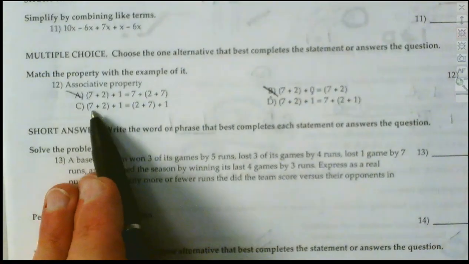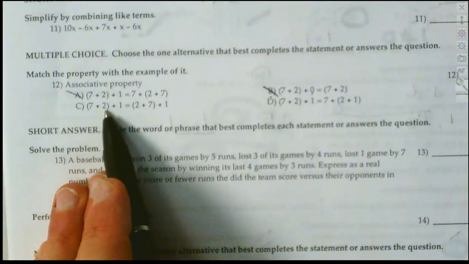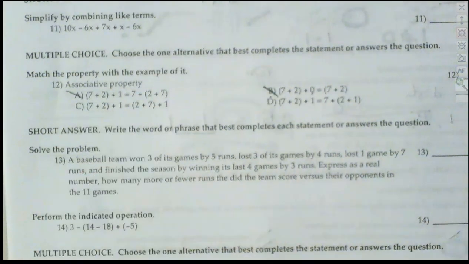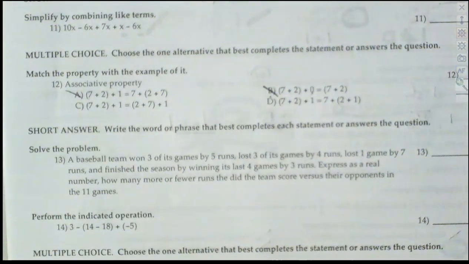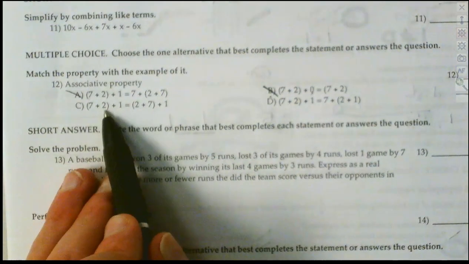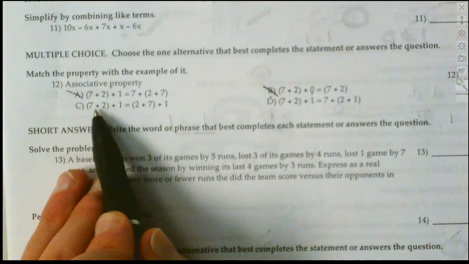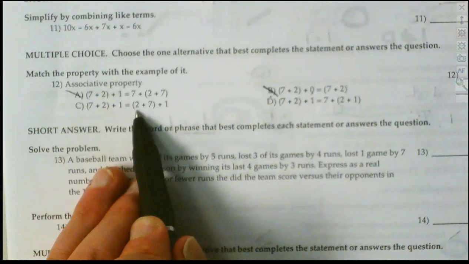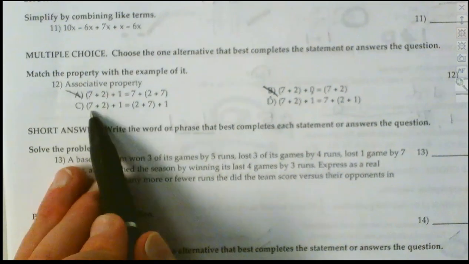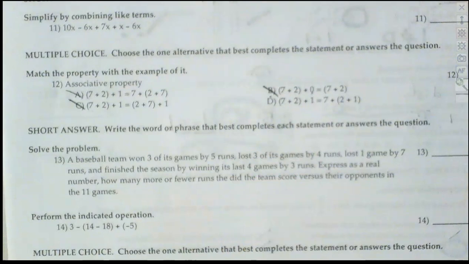Okay, what about C? C doesn't work. Why would C not work? I'm sorry, D's going to be our answer, but let's talk about why C doesn't work. C doesn't work because what? I didn't change the groupings. I changed the what? Order. Right? 2 and 7. 7 and 2. That's commutative.